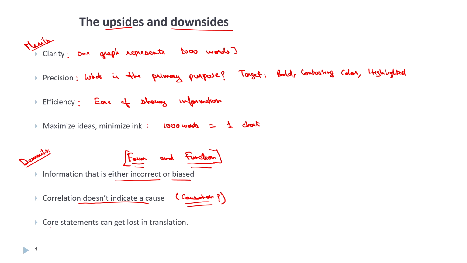Sometimes, as I said, the core statements can be lost in translation. With translations, when we talk about the data visualization framework, we try to map the data with the basic data and try to have a visual graph of it. The basic or the core statements are sometimes missed. So these could be certain demerits of data visualization even.